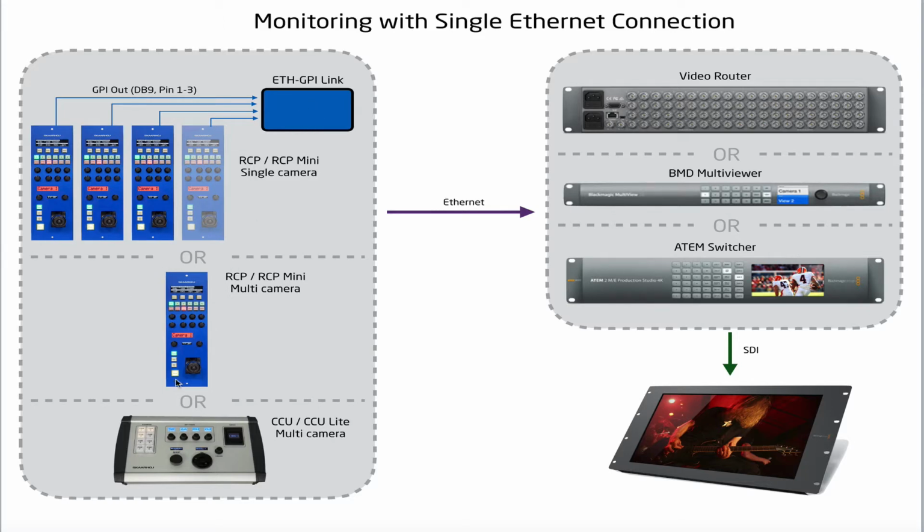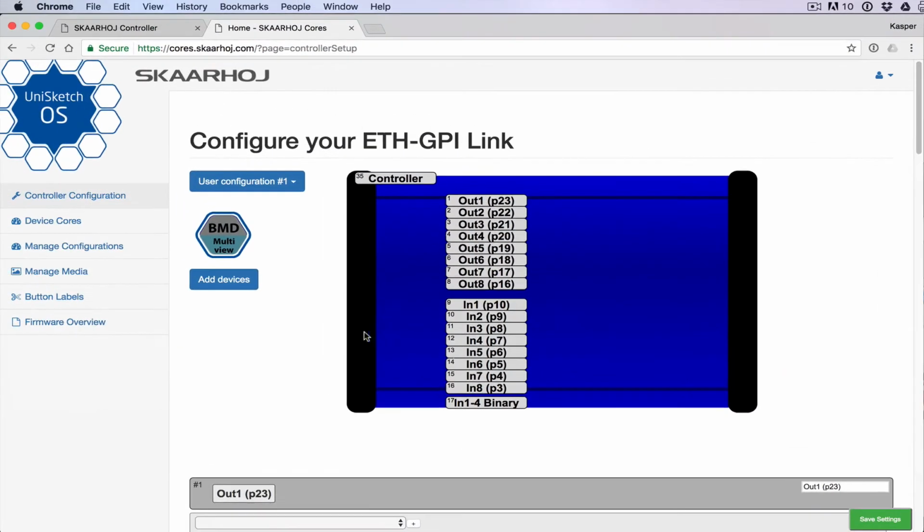In fact, you can do the same configuration for multi-camera controllers like these, where the array of buttons for camera selection will do the same function. In the Ethernet GPI link box, we will configure the inputs as if they were buttons for a camera selector, like on the CCU. So we'll take a look at the configuration for the Ethernet GPI link.